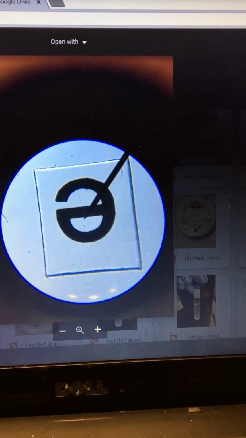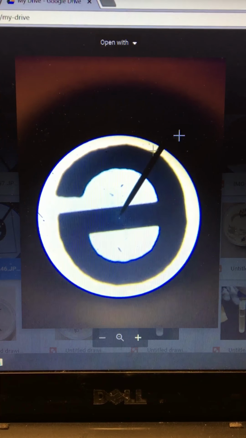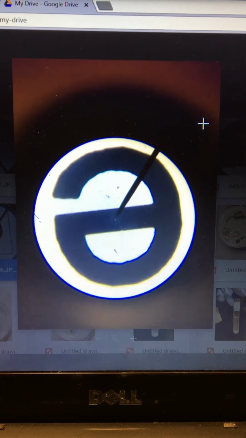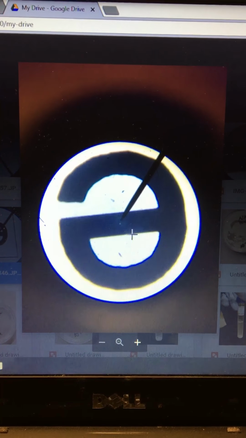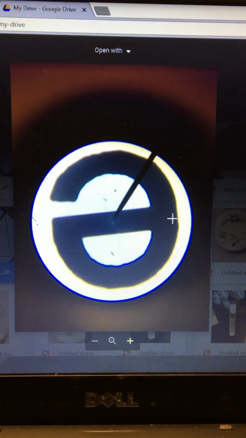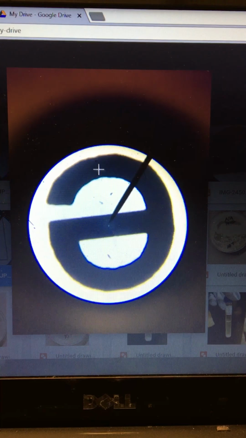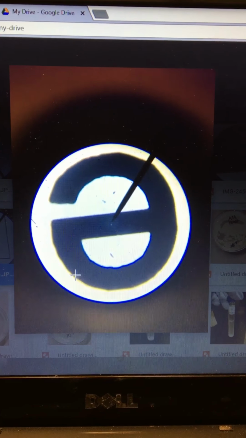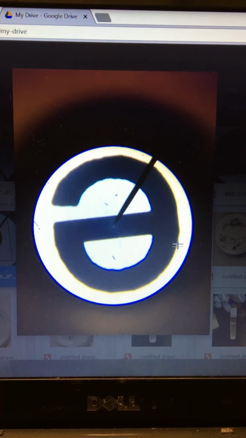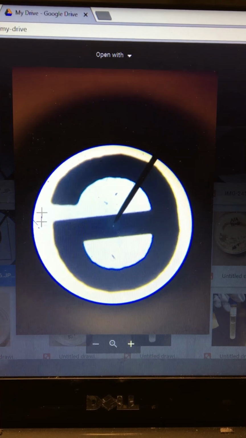And then here we have the low power objective lens. Now the square has disappeared and all you can see is the E. The edges are becoming a little more refined. You can make out more of the composition of the E.